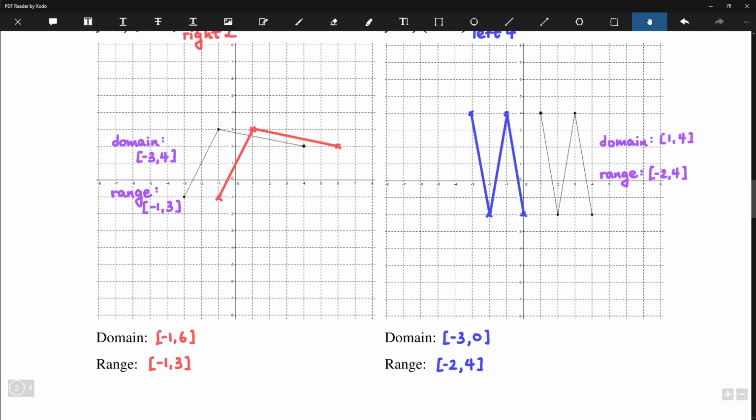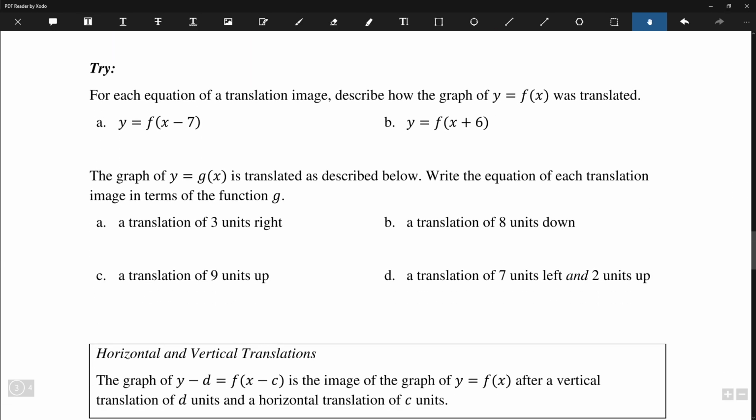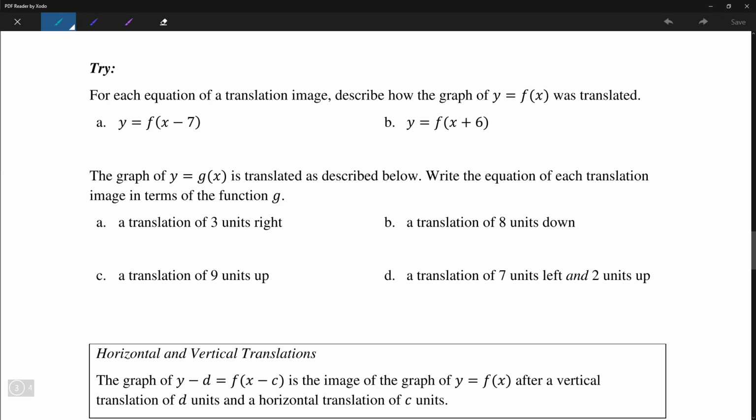Okay, so moving on. Again, very similar kinds of questions here. If y equals f of x was replaced by y equals f of x minus 7, this moves the graph right 7 spaces. And on the second example, this would, of course, be left 6 spaces.